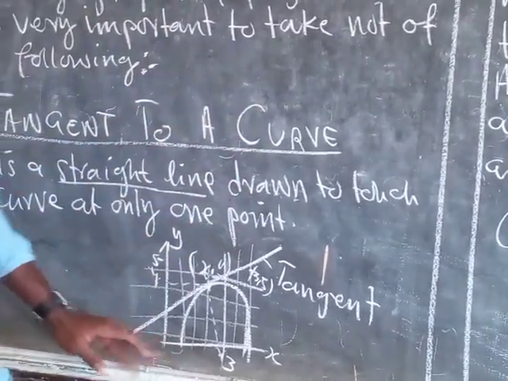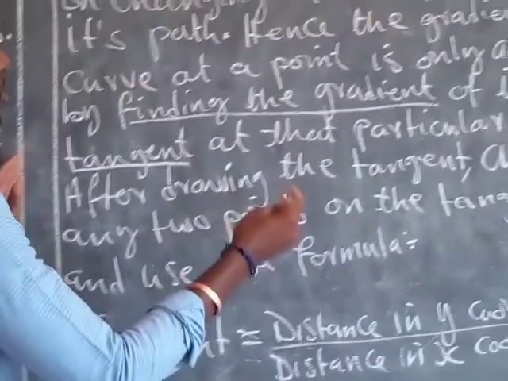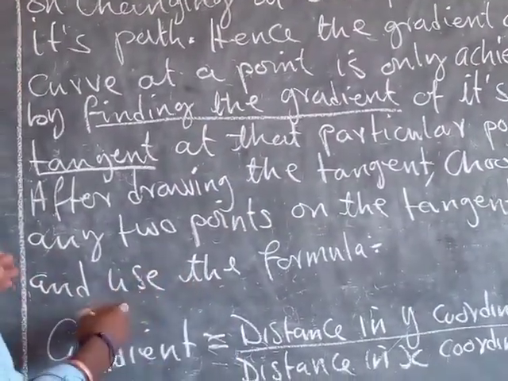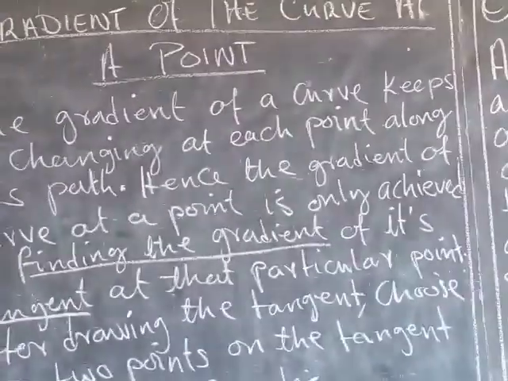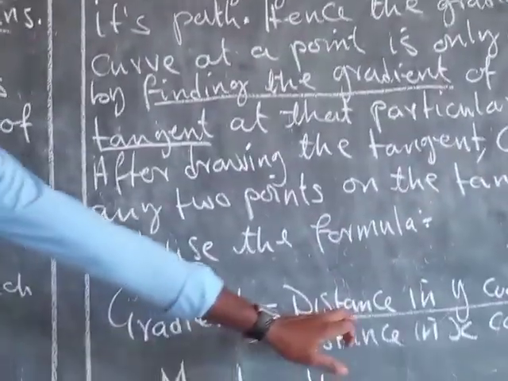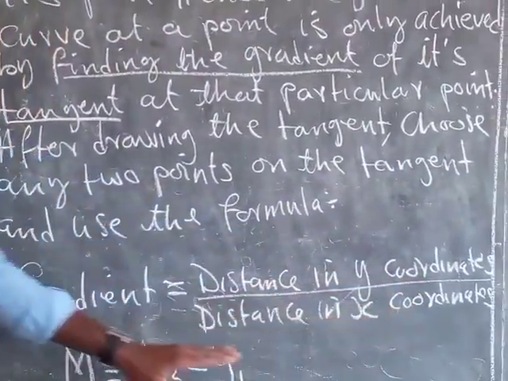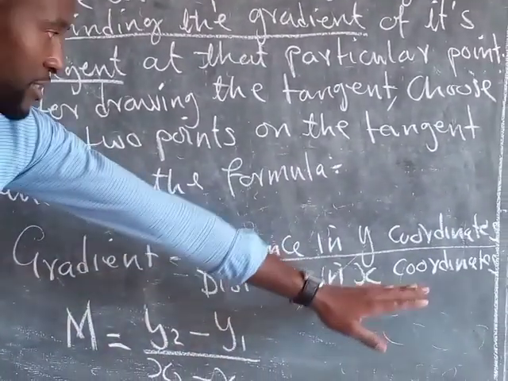This is very important, because once you know the two points, you can find the gradient by using the formula: gradient is equal to distance in y coordinates divided by distance in x coordinates.